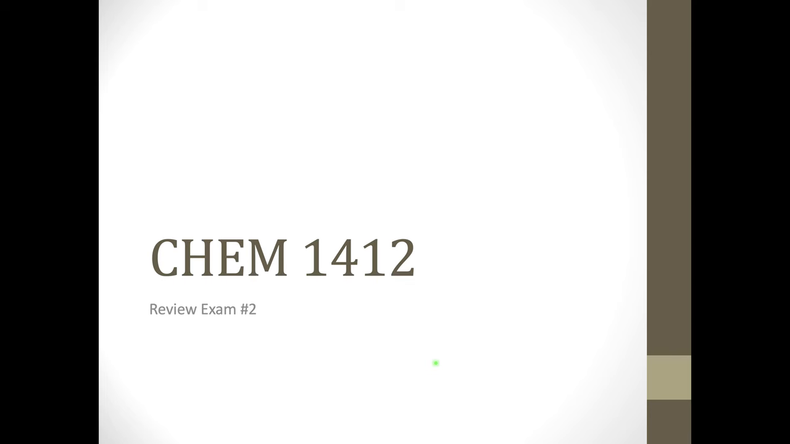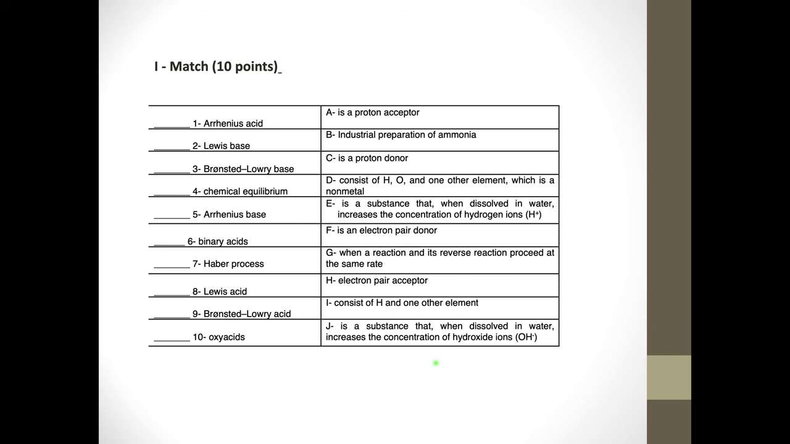The review of test number 2 for chemistry 1412. The first part of the test was a match of definitions and words. So A says, is a proton acceptor, and this basically is the definition of number 3, the Bronsted-Lowry base. B, the industrial preparation of ammonia, this is basically number 7, the Haber process.